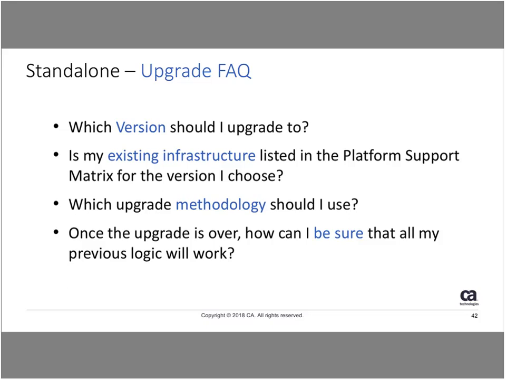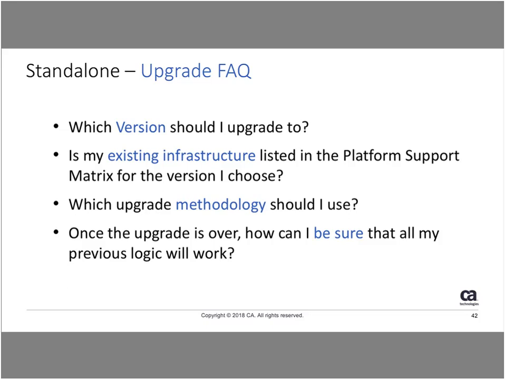Is my existing infrastructure listed in the platform support metrics for the version I choose? Yes, every version has its own platform support metrics, so make sure you compare that. Upgrade methodology: if the infrastructure is supported and you have a good rollback solution, just do an upgrade on top of what you already have. Again, the platform needs to be supported. If not, just do side by side.